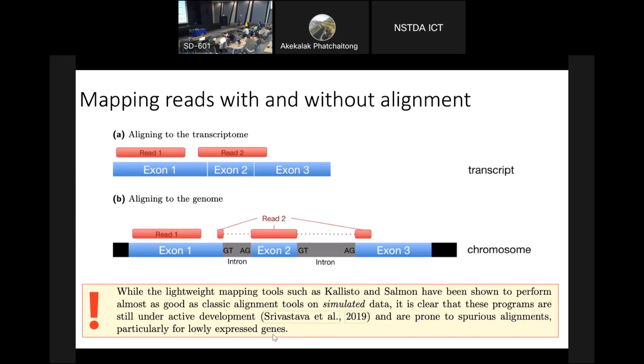So you also have those approaches, and here's a comment. While the lightweight mapping tools such as Kallisto and Salmon have been shown to perform almost as well as the classic alignment tools on simulated data, it is clear that these programs are still under active development and are prone to spurious alignments, particularly for lowly expressed genes. So use them with care.